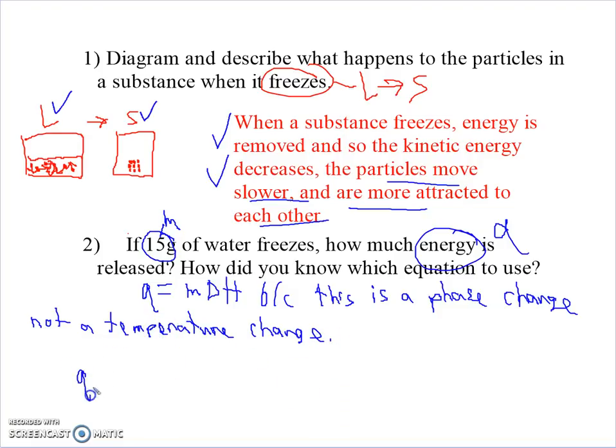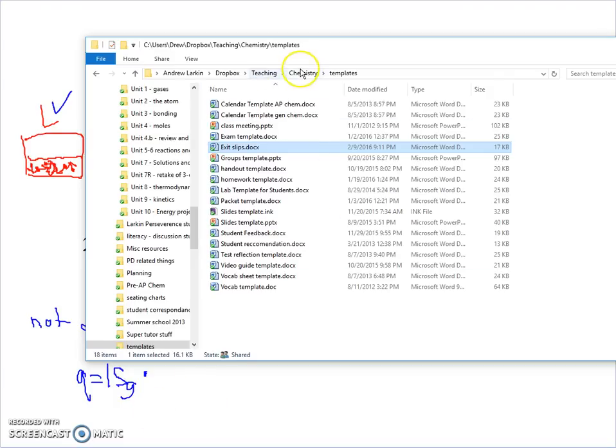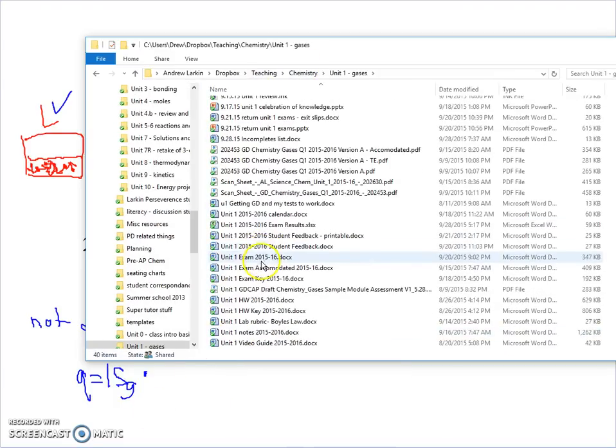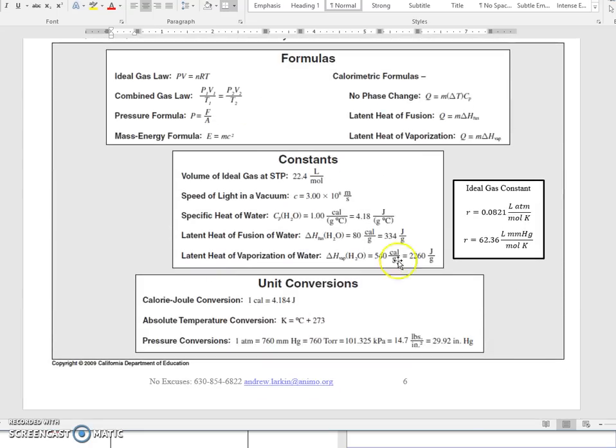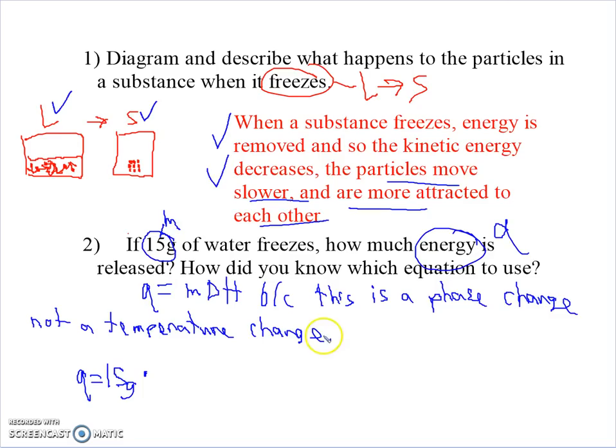Alright, so now I just plug this in. Q equals 15 grams. Oh shoot, what is delta H? So to figure that out, we have to look it up from our equation sheet, which I'll just grab this. This is from Unit 1, but it's the same equation sheet. So delta H, it should be fusion because it's freezing, so it's the opposite of melting. So we can use either one of these. I'll use the joules because that's mostly what we've been using here. So then delta H is going to be negative 334 joules per gram.